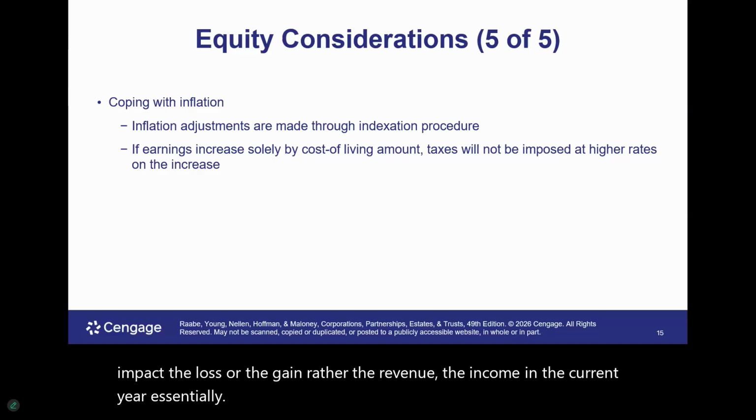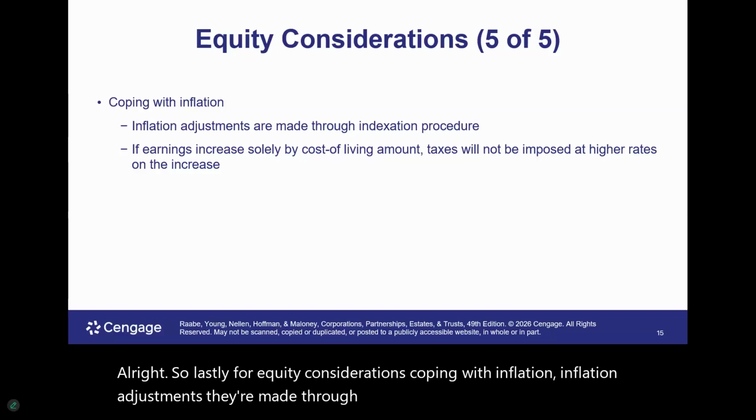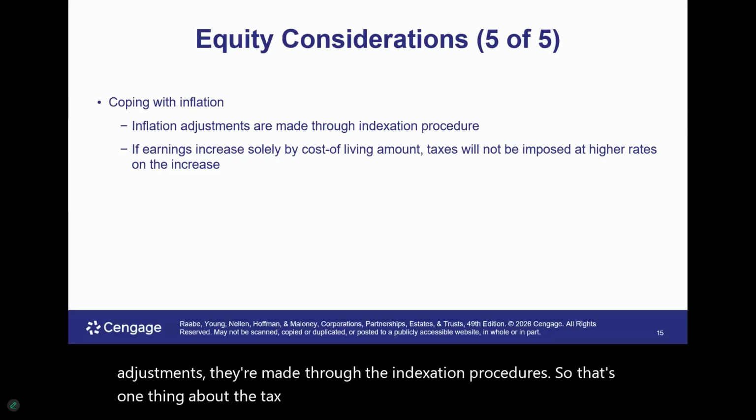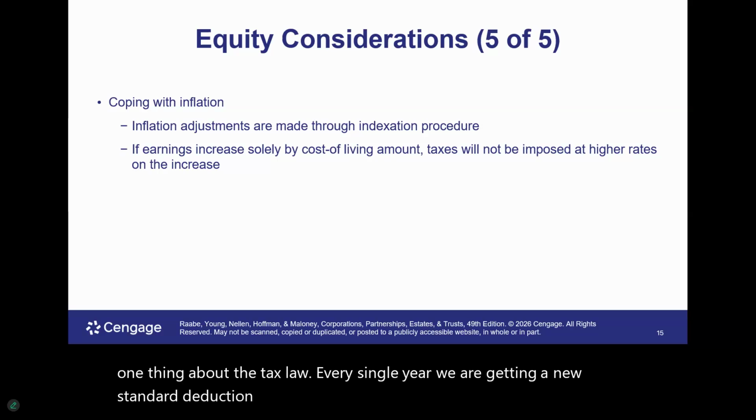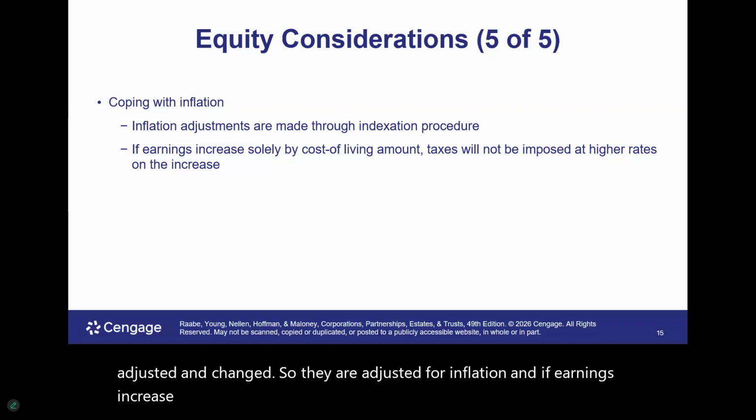All right, so lastly, for equity considerations, coping with inflation. Inflation adjustments are made through the indexation procedure. So that's one thing about the tax law. Every single year, we are getting a new standard deduction. There are certain limitations that are essentially adjusted and changed. So they are adjusted for inflation. And if earnings increase solely by cost of living amount, then taxes are not going to be imposed at higher rates of the increase, right?